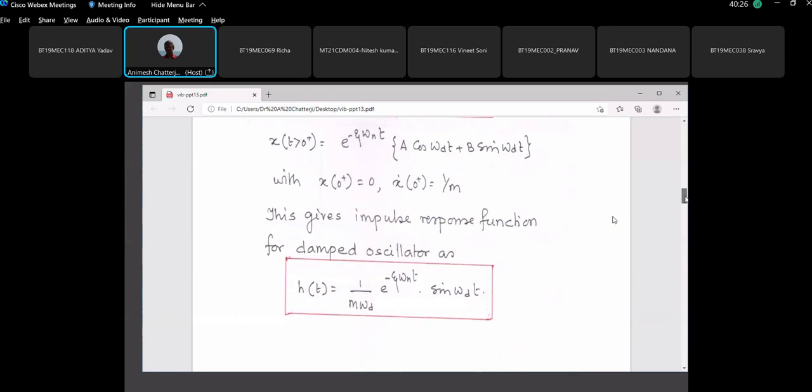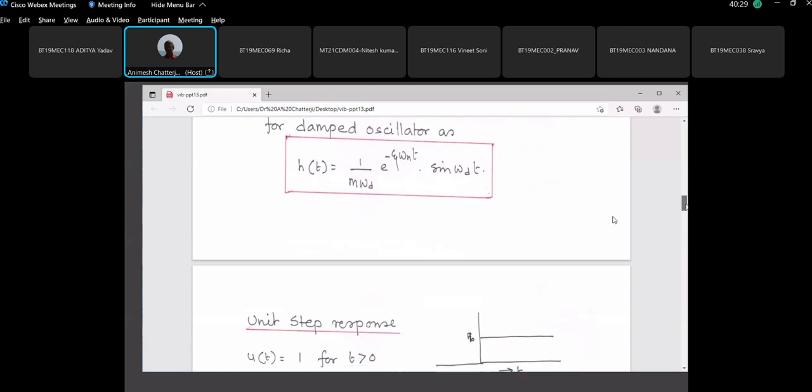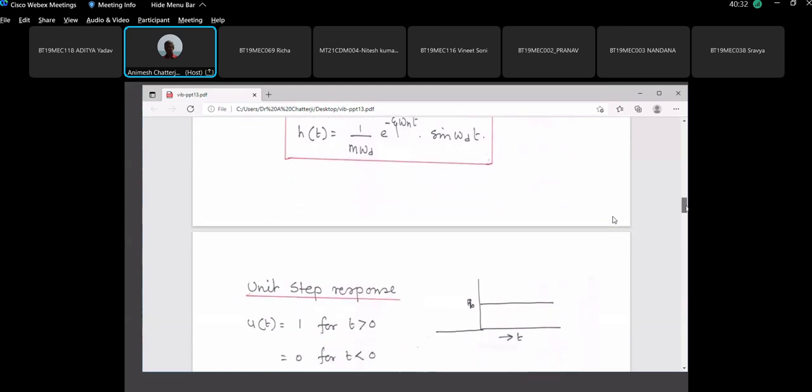Now, with a little bit of progress, let me introduce another unusual excitation. I'm calling it unusual, but it is very, very important: unit step excitation. Unit step excitation is in the form of a force which suddenly grows from zero to unity and then remains constant at that value infinitely.